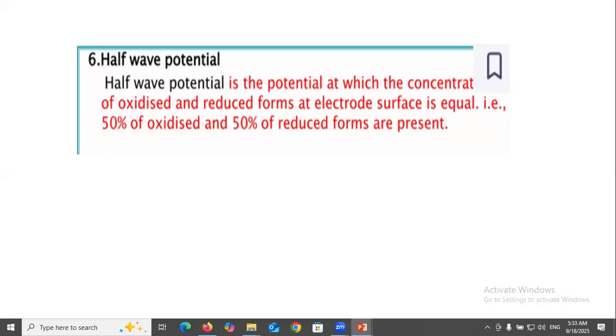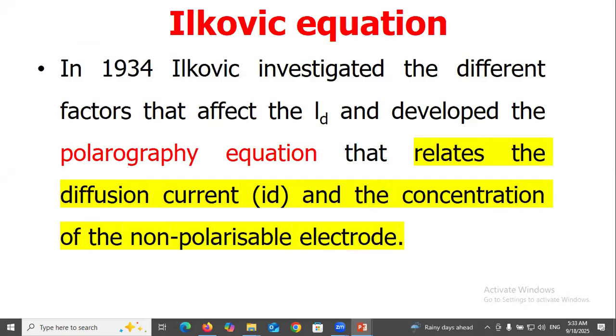Ilkovic equation. In 1934, Ilkovic investigated the different factors that affect the diffusion current and developed the equation that relates the diffusion current and the concentration of the non-polarizing electrodes.